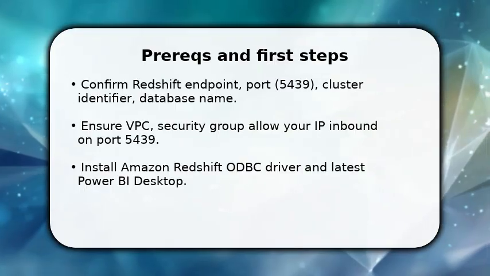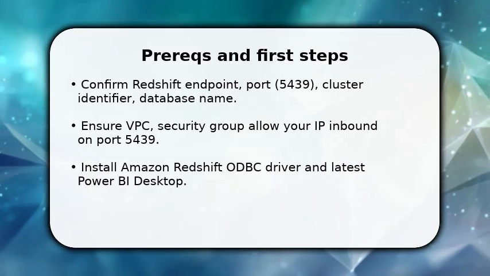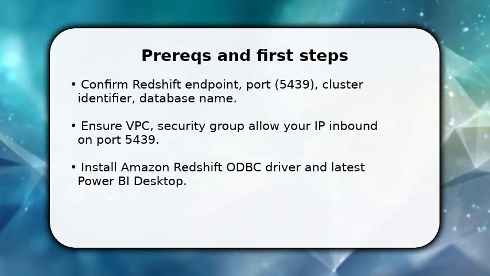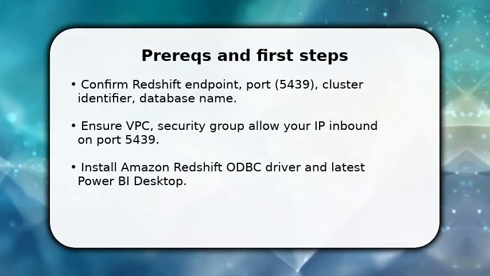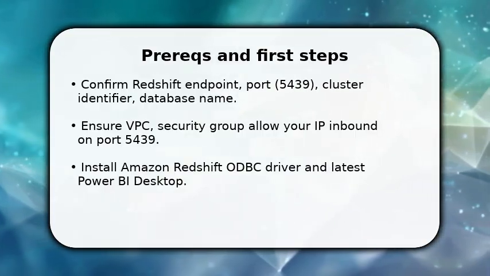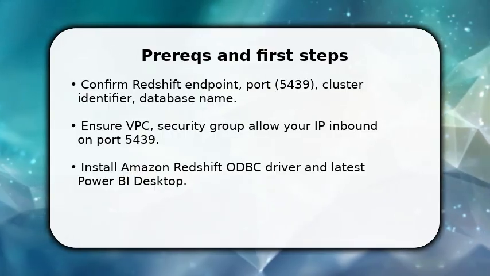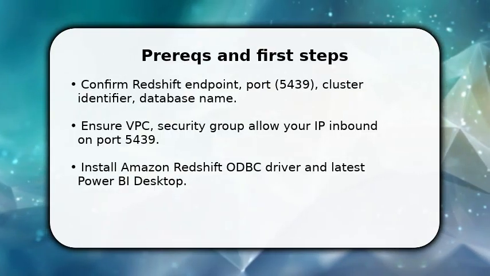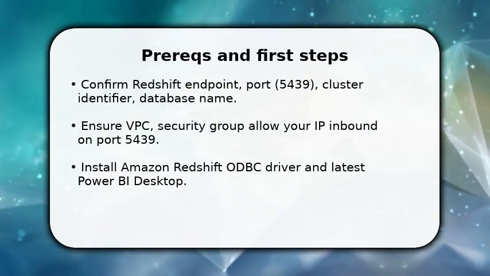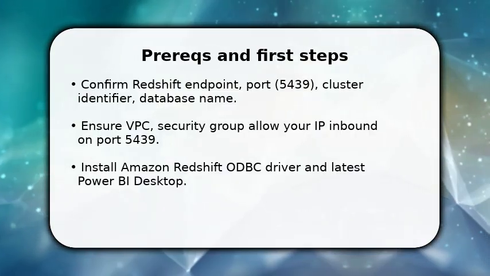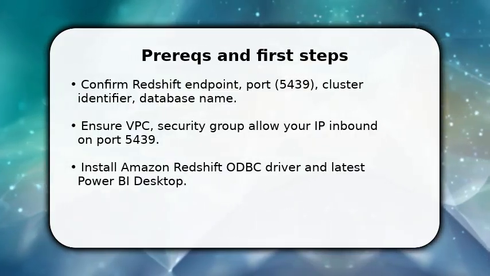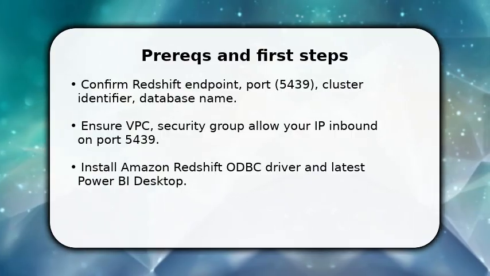You start by collecting credentials and network access. Get the Redshift endpoint, port 5439, database, and a user with select rights. Once done, open your AWS console and confirm the cluster's VPC and security group allow your client IP on port 5439. Make sure you've installed the Amazon Redshift ODBC driver and the latest Power BI Desktop.